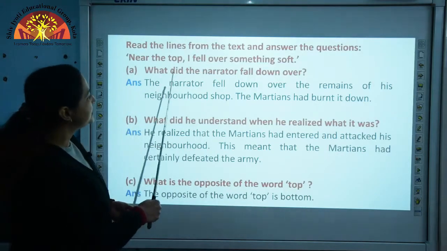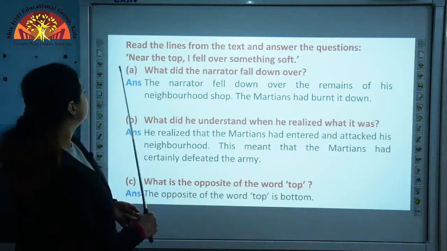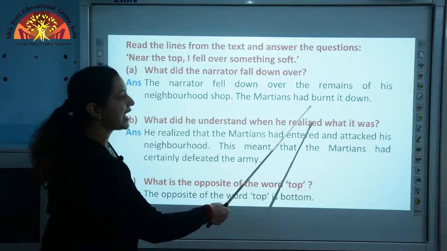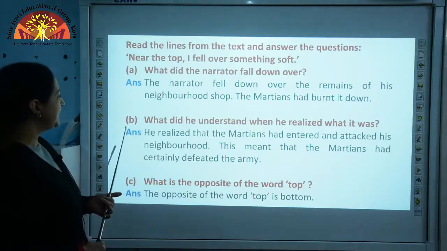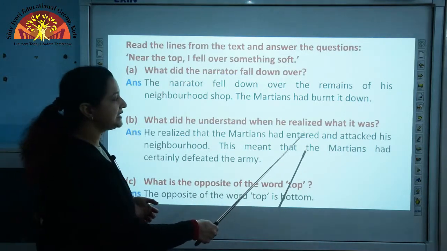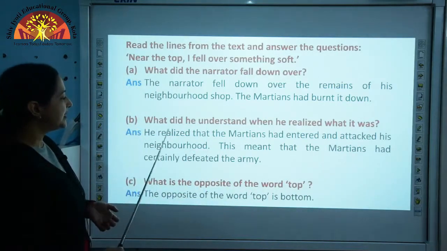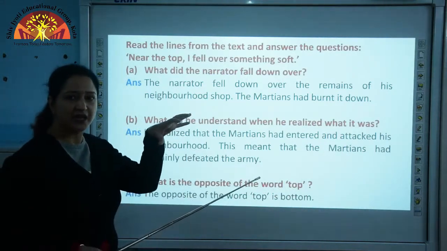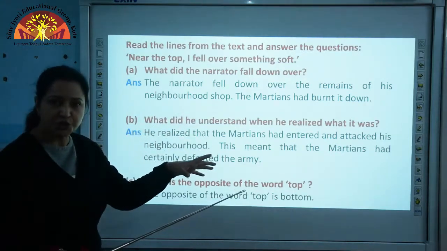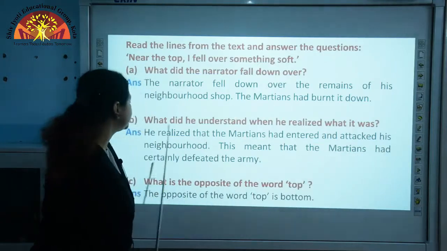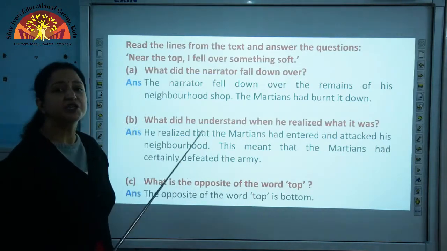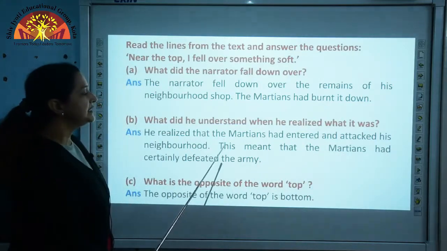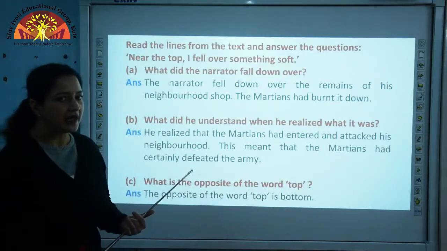So, question A, what did the narrator fall down over? And the answer is the narrator fell down over the remains of his neighborhood shop. The Martians had burnt it down. Question number B, what did he understand when he realized what it was? And the answer is, he realized that the Martians had entered and attacked his neighborhood, because that leftover ash was of his neighborhood shop. This meant that the Martians had certainly defeated the army. Certainly means surely, for definite.